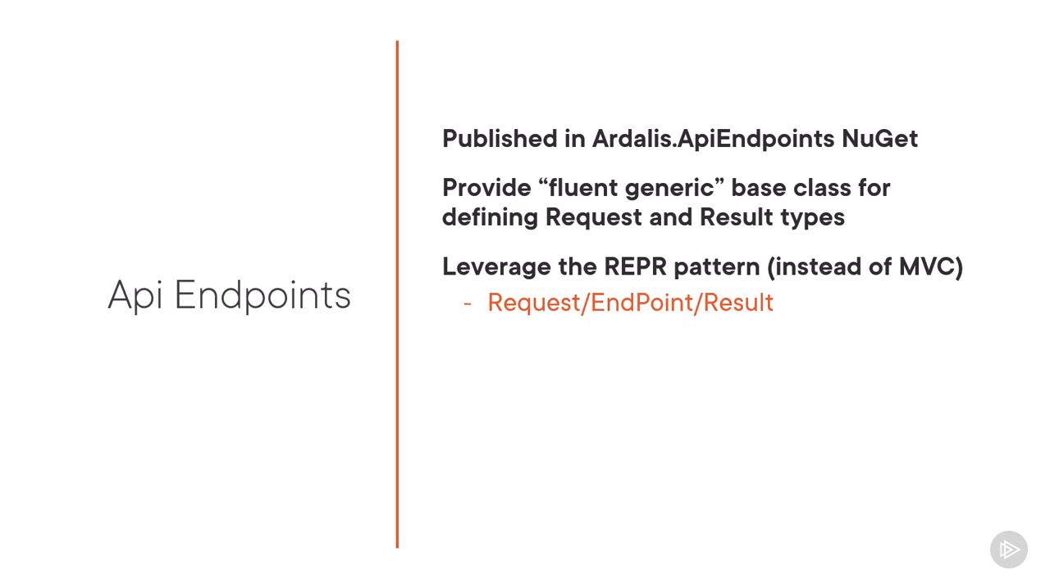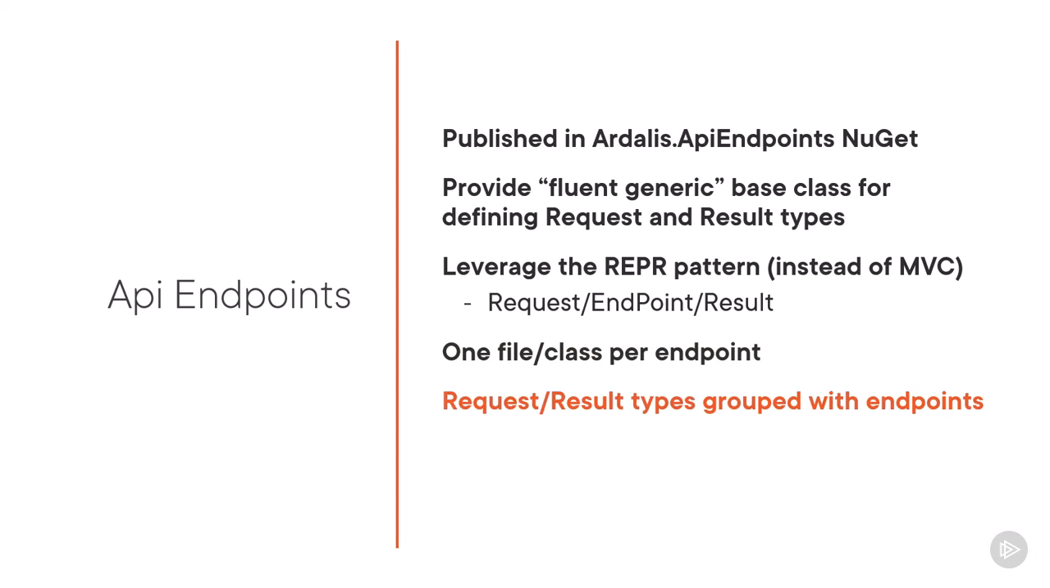Using this approach, each endpoint in your API has a single corresponding endpoint file with a public Handle or HandleAsync method that is responsible for handling the request. This sounds a lot like a Mediator handler, and that's by design. For organizational purposes, typically the endpoint's specific request and result types are grouped with it in Visual Studio through the use of a naming convention.